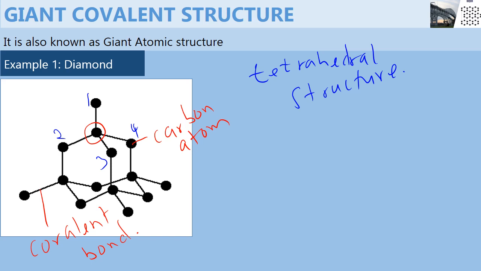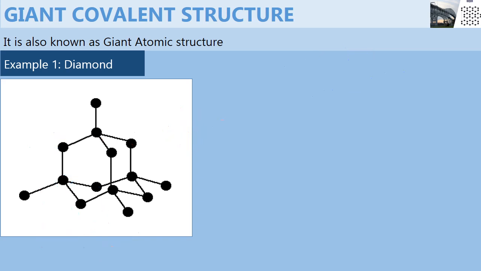And it repeats itself over and over, because you can see when you focus now on this carbon atom here, it is still covalently bonded to 1, 2, 3, 4 carbon atoms. So the pattern repeats itself over and over to form diamond. Now, because of this, diamond has several properties. One, it is very hard because of the uniformity of the arrangement of atoms. Secondly, it has very high melting and boiling points.